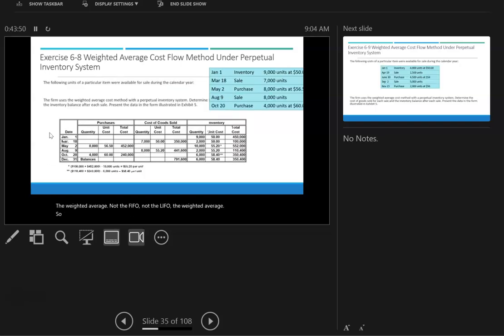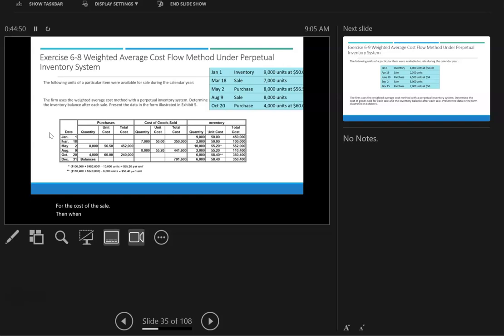So here, if 9,000 units were available at $50, and the first sale on March 18th is 7,000 units, all of that's got to come from the beginning inventory. So we know what's on hand afterwards. Then we purchased 8,000 more units at $56.50. We then need to come up with a weighted average. We show our total cost, we show our total units, and we come up with a weighted average. That weighted average is going to be $55.20 a unit. So when we sell those 8,000 units, do you see how we're coming up with $55.20 for the cost of the sale?